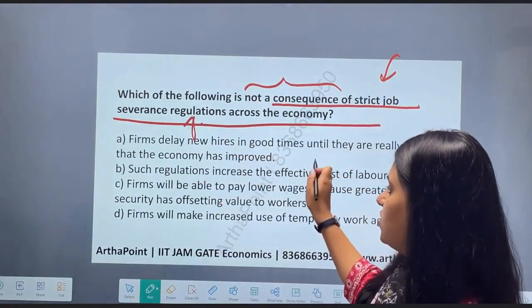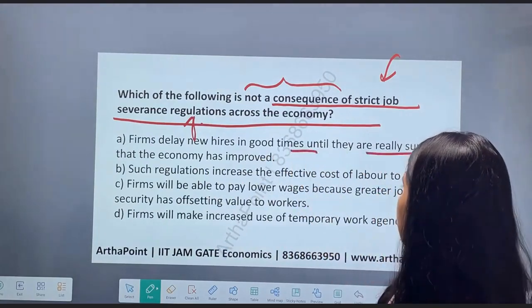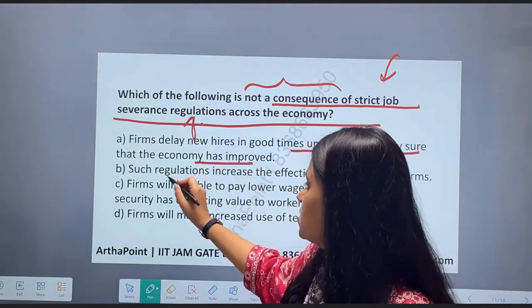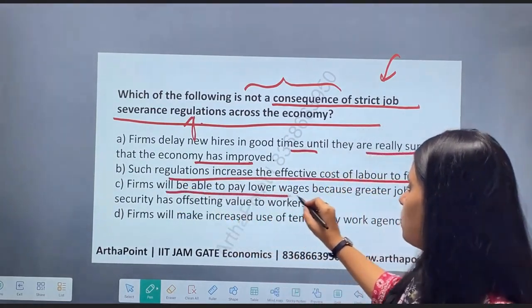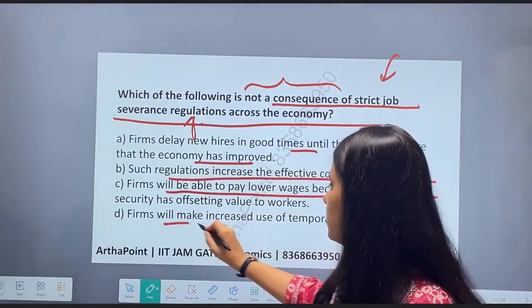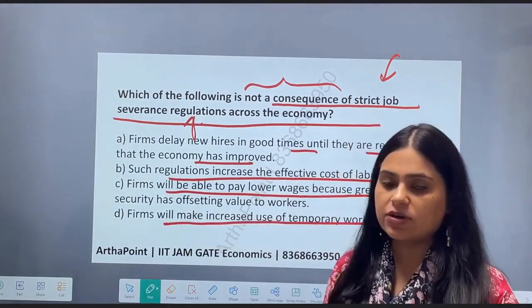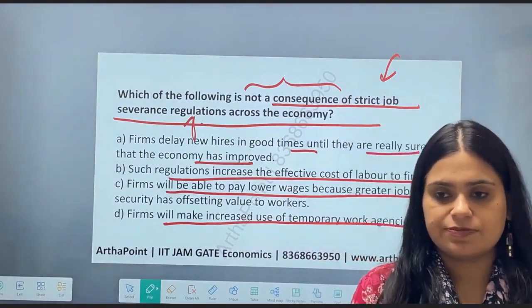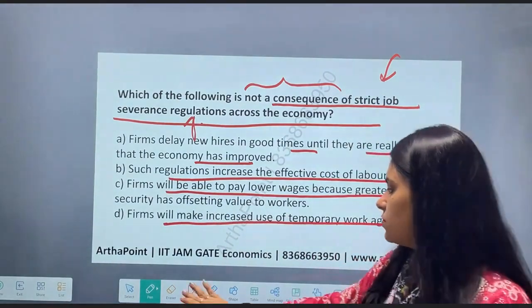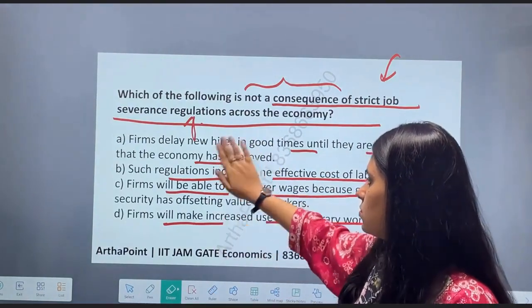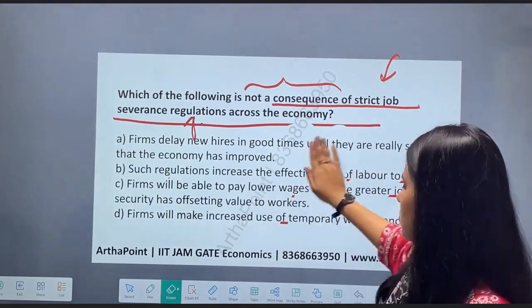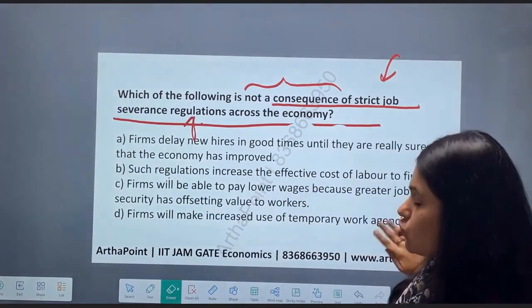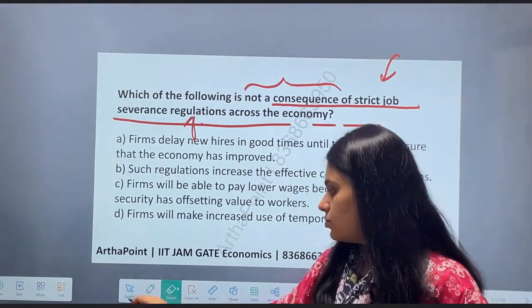Firms delay new hires in good times until they are really sure. Such regulations increase effective cost. Firms will be able to pay lower wages. Firms will make increased use of temporary work. Just try to answer this. Take a minute. Post your answers in the chat window.